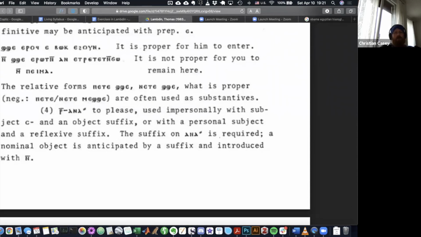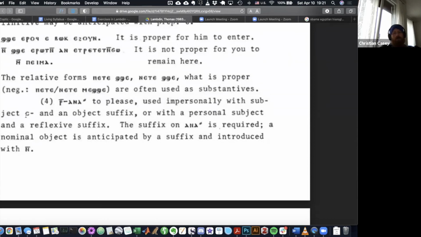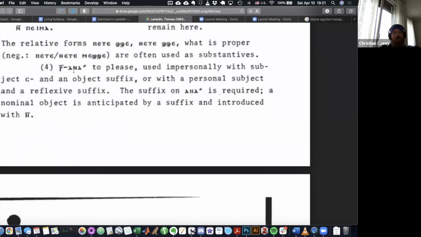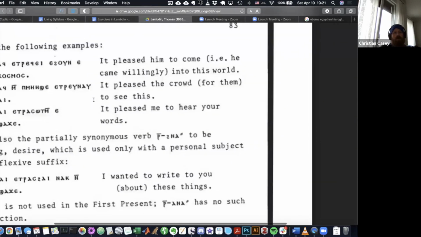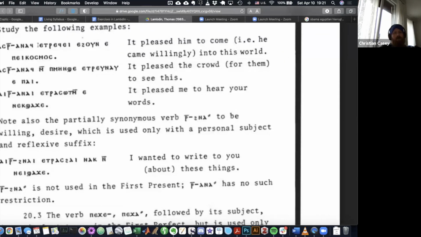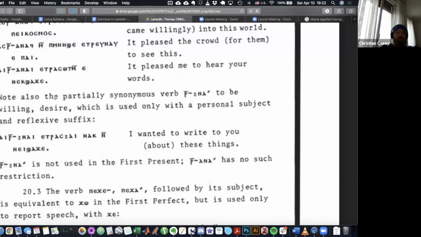So this is roughly the equivalent of the English word should. It expresses the way things ought to be. It's how Coptic constructs it. And then era naf is it pleased him. So era naf: it pleased him to come into this world, etc.